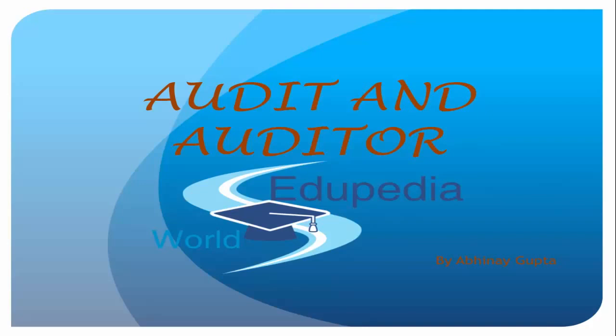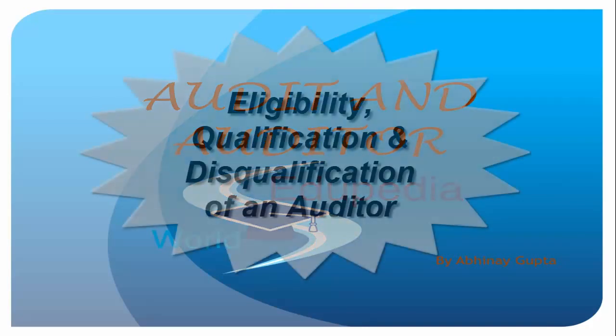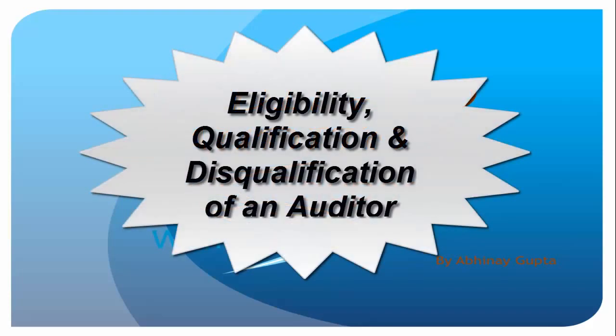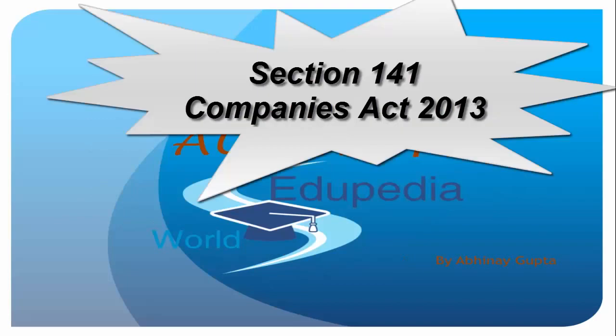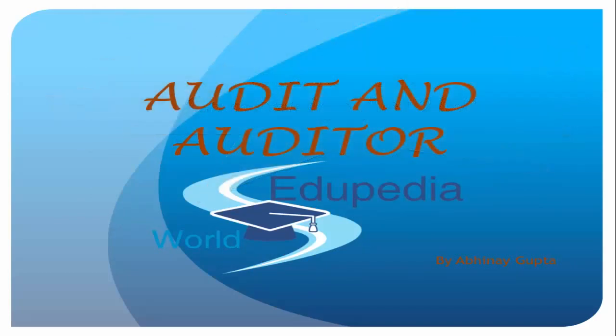So folks, in the previous lecture, if you remember, we covered a very good and interesting topic, that is the eligibility, qualification and disqualification of the auditor. That was section 141 of the Companies Act 2013. This section has already been covered, and I have explained it to you in quite some detail. But trust me, if you go on to solve questions and answers on the same, you will be in trouble. When I say trouble, I mean you'll be confused on a lot of portions over there.